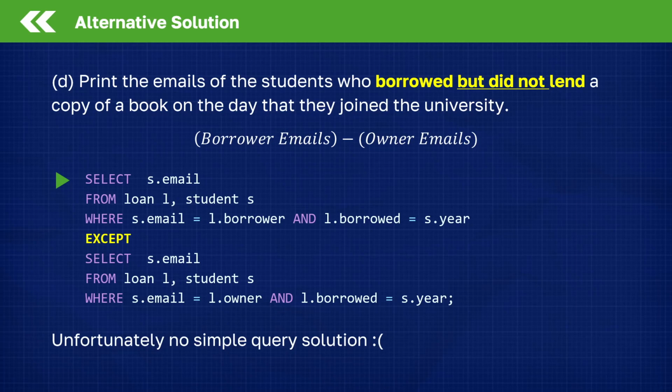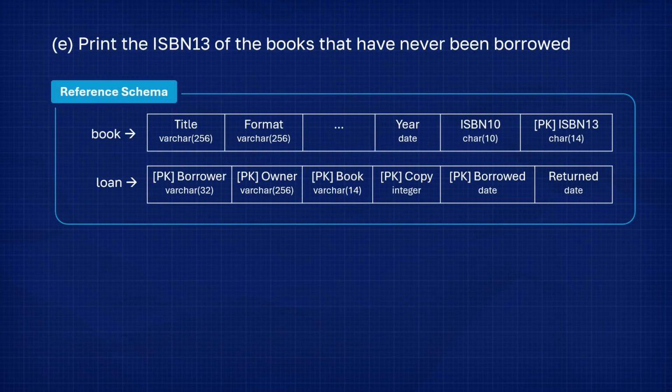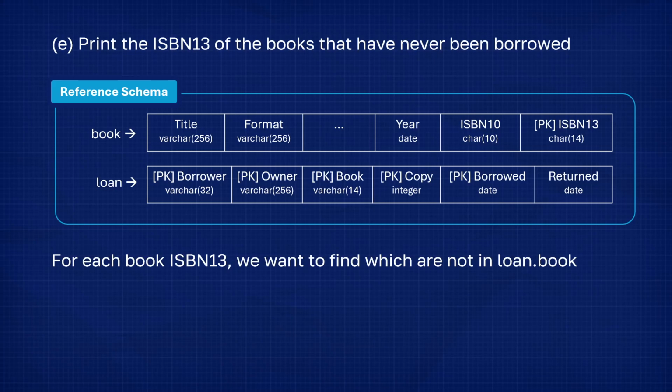Now last question. We want to print the ISBN 13 of the books that have never been borrowed. So how do we do this? I think this one is also quite obvious that we can use a set operation. If I can get the list of ISBN 13 from the books, we can just subtract those that are within the loan. Then this is already a set operation. I can get the list of ISBNs from the book table, subtract this by the list of ISBNs from the loan table, then I'm done.